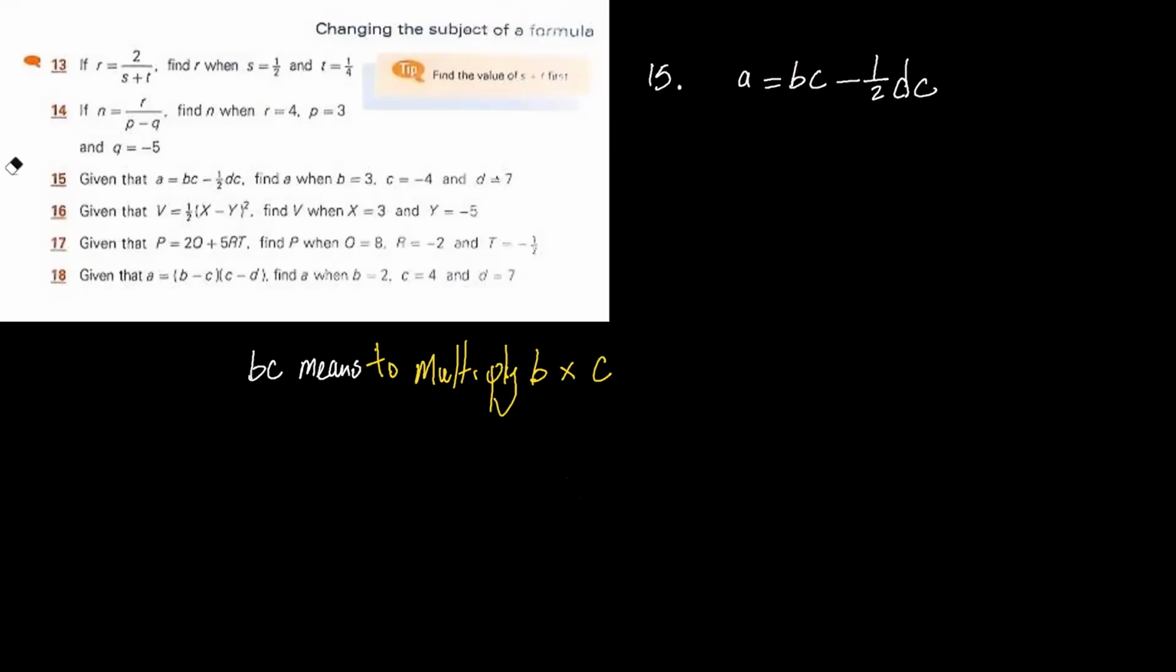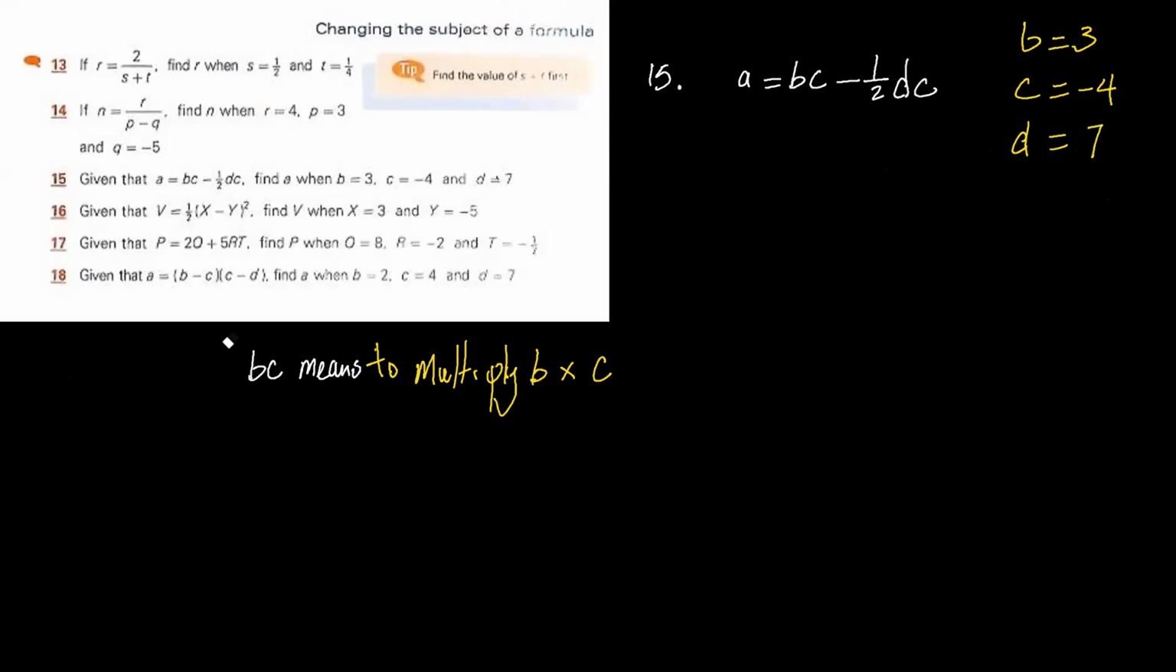Now, they gave us what B is. B was 3. C is -4. And D is equal to 7. All right, so what does DC mean, Isaiah? Or what does a half DC mean? Let's put everything together. So negative a half DC will mean what?